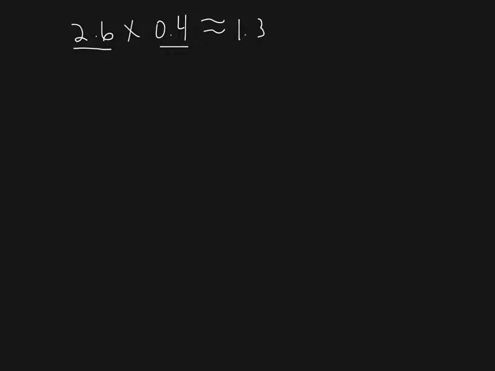Now, on the left, I'm going to change this into fraction form. So 2 6/10 is the same as 26/10. That would be 2 wholes. 20/10 is 2 wholes, and then 6 more tenths. It's 26. And I'm going to multiply that by 4/10, which is pretty straightforward.